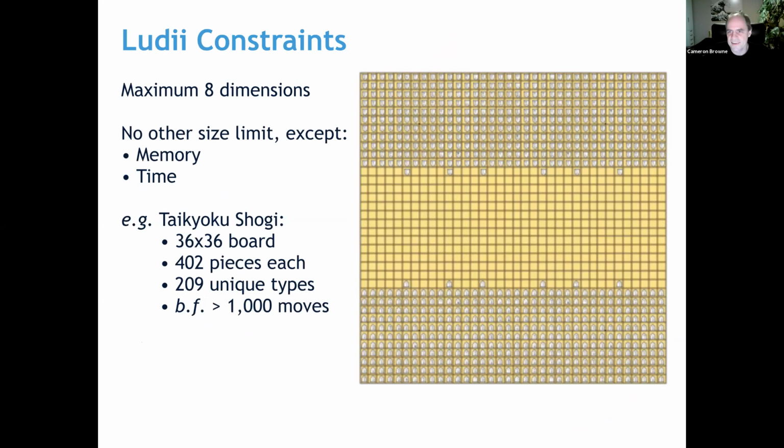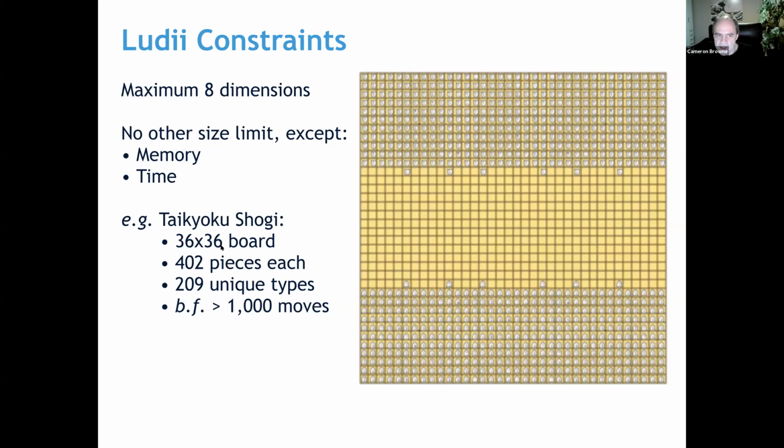And finally, I'll just conclude by saying that we've tried to make the system in Ludi as flexible as possible to allow the widest range of games to be defined. So the only real constraint is that we don't support more than 8 dimensions in the graph. And as an example, here's Taikyoku Shogi as we've implemented in Ludi.